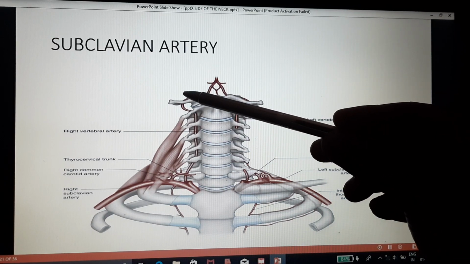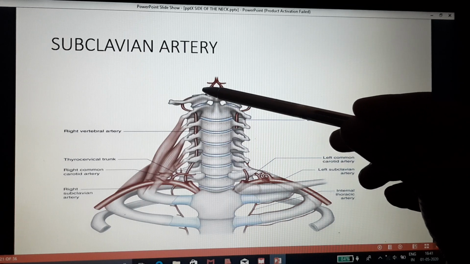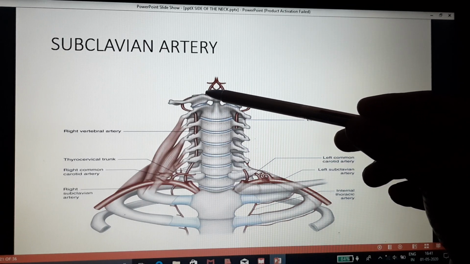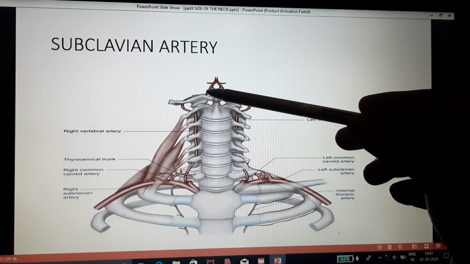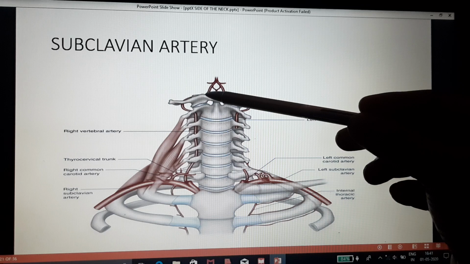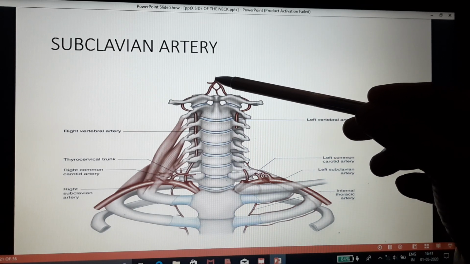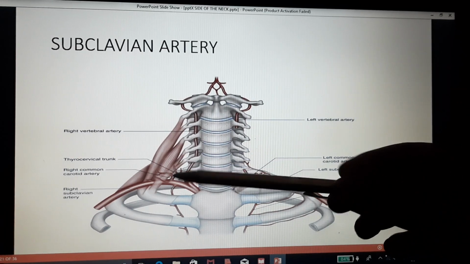The third part is present from where it exits the foramen transversarium of the atlas to where it enters the atlanto-occipital membrane. This part is the third part. After entering the atlanto-occipital membrane, it is called the fourth part, till it meets the other vertebral artery.